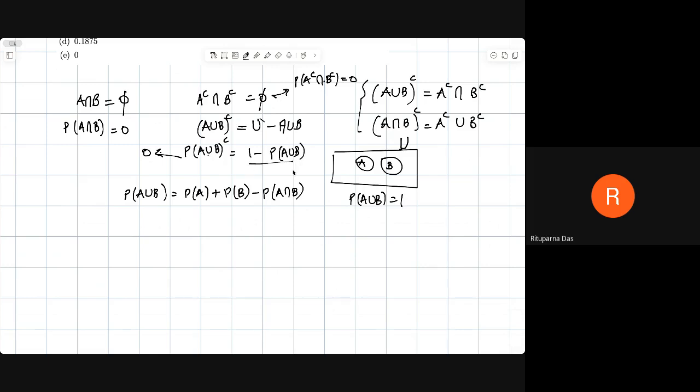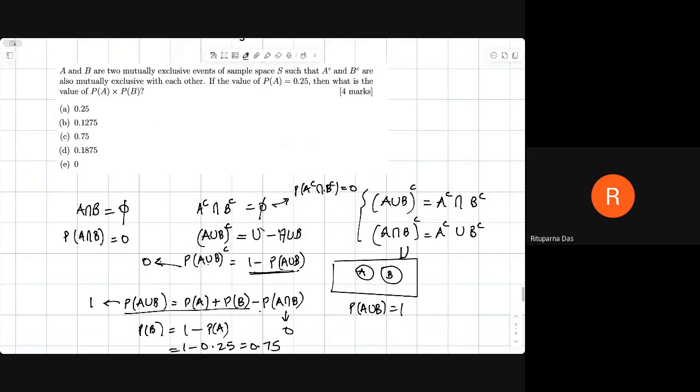From here we have P of A union B is equal to 1. This is 0. So this is P of A, this is also 0, right? And we just saw that this is 1. So we have P of B is equal to 1 minus P of A, and P of A is given as 0.25. So this is 0.75.